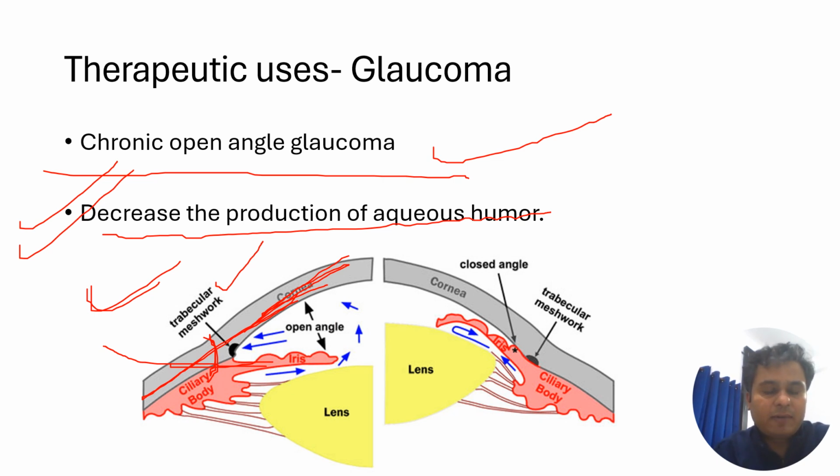Or there is underdevelopment of these channels, so that the aqueous humor that is produced through ciliary bodies is not able to drain out. So there is inability of the aqueous humor to drain out through these channels. So that's why we get an increase in the intraocular pressures. So in this condition, if beta blockers are used, they will decrease the production of aqueous humor.